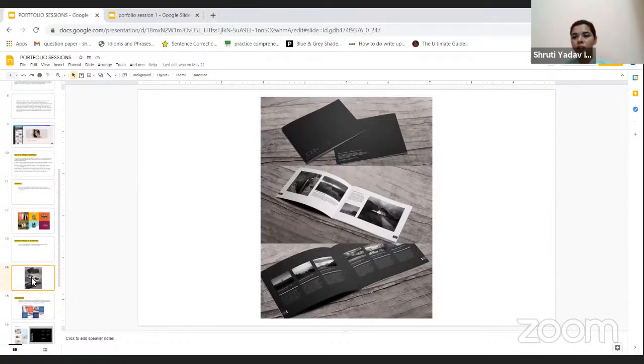So if you're following a certain kind of format, try and follow similar settings or similar kinds of formats in the other pages as well.